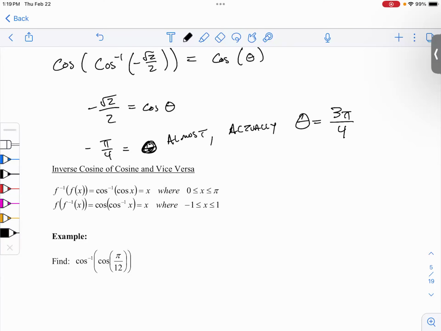Now, the good news is, as long as the domain is restricted, 0 to pi, all the values for cosine inverse are positive. The values for sine inverse are actually easier because it's negative or positive, so you just mess with that. But as long as that value is positive, cosine inverse of cosine is just going to be pi over 12. So that is its opposite function.